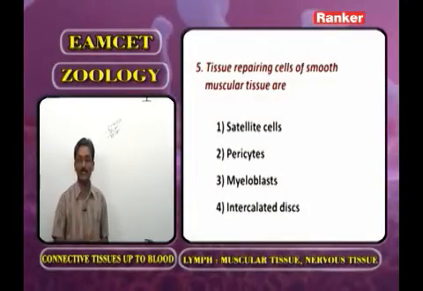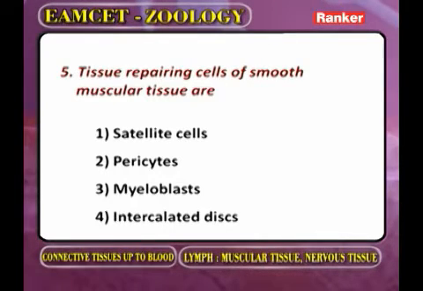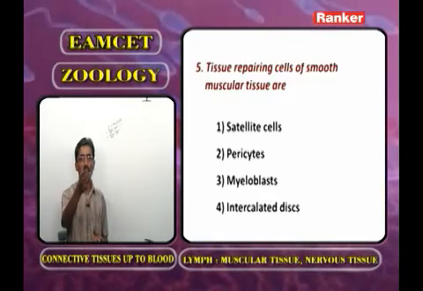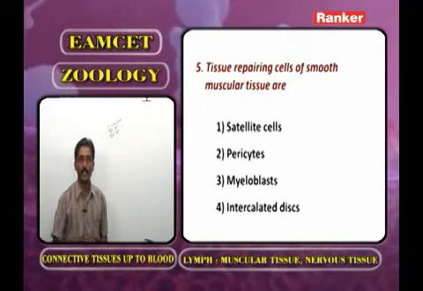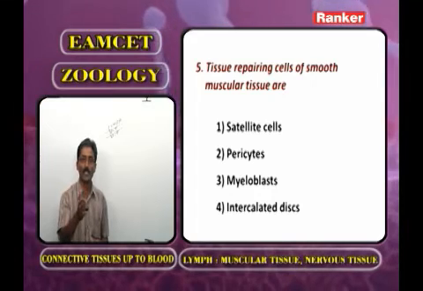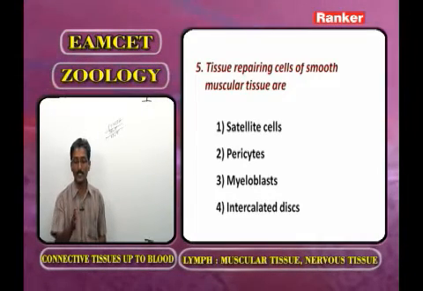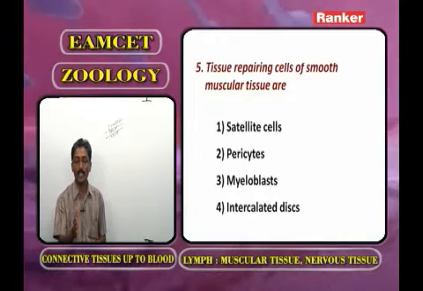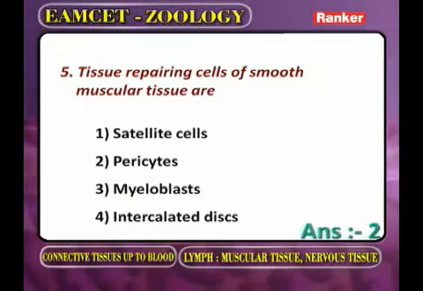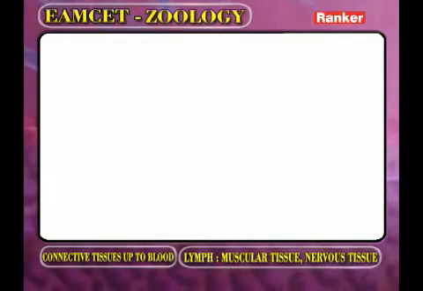Tissue repairing cells of the smooth muscle tissue are: one, the satellite cell; the second, the pericyte; the third, myoblast; and the fourth, intercalated disc. We are giving some hints. In the voluntary muscles, what are the regenerative cells? Satellite cells. In the smooth muscles, what are the regenerative cells? Not satellite. Now you have to identify the answer. The answer for this question is pericyte. The answer is the second option. Now we go for the next question.